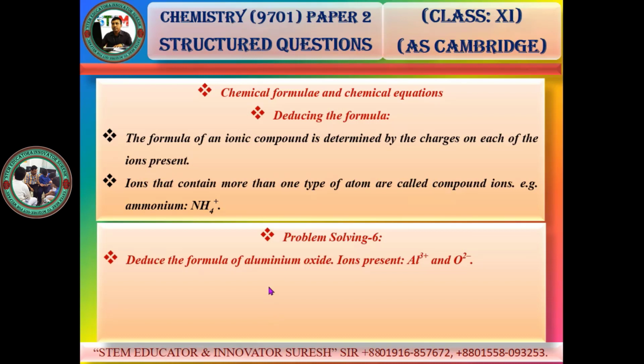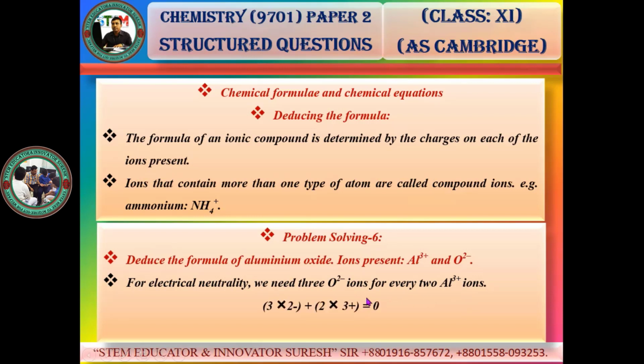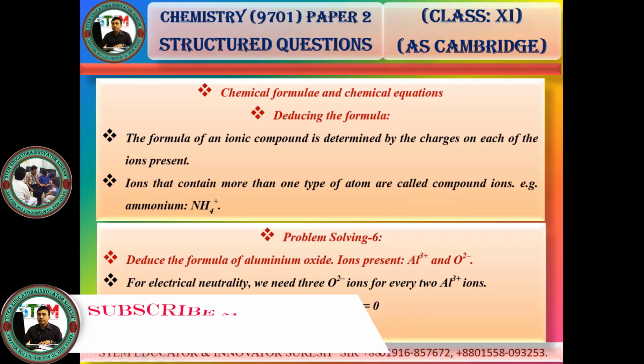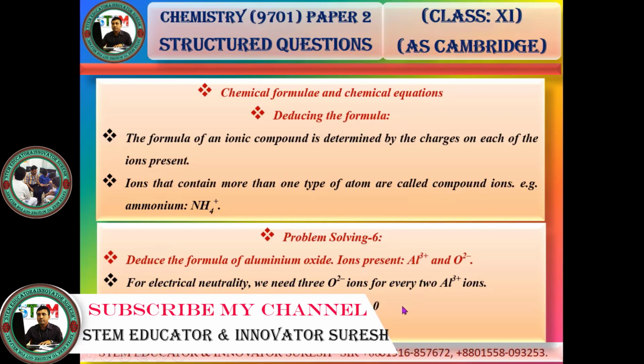Look at this. Deduce the formula of aluminum oxide. What's the formula of aluminum oxide? So the ions present here are Al3+ and oxide 2-. For electrical neutrality, we need 3 oxide ions for every 2 aluminum 3+ ions. And how is it being balanced? It becomes neutral by 3 into 2- charge plus 2 into 3+ charge, and after simplifying, we get 0. It's now charge neutral. So the formula is Al2O3.